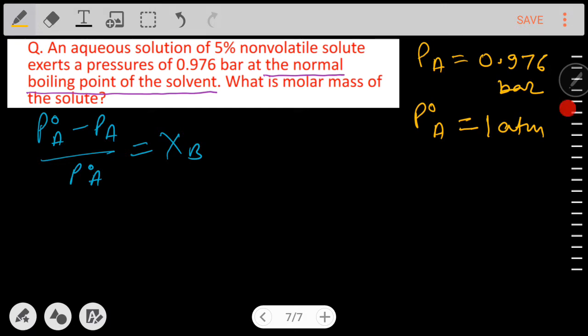You have to convert it into bar as PA is given in bar. So 1 atm is equal to 1.01325 bar.